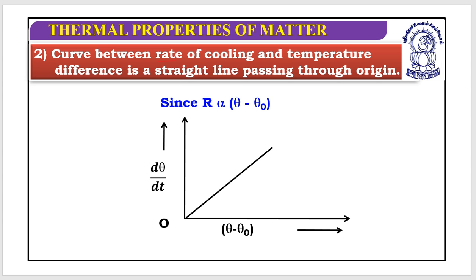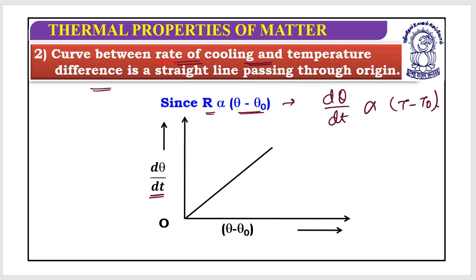This is the curve between the rate of cooling and the temperature difference. So the rate of cooling is directly proportional to theta minus theta naught. This is Newton's law of cooling. You have remembered this: d theta by dt is directly proportional to theta minus theta naught.